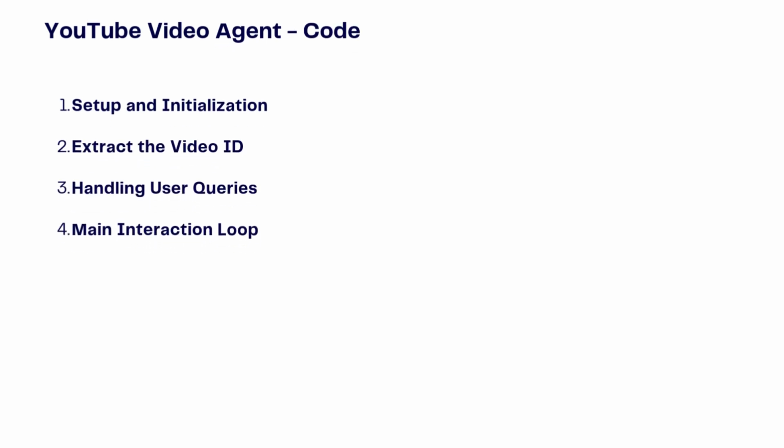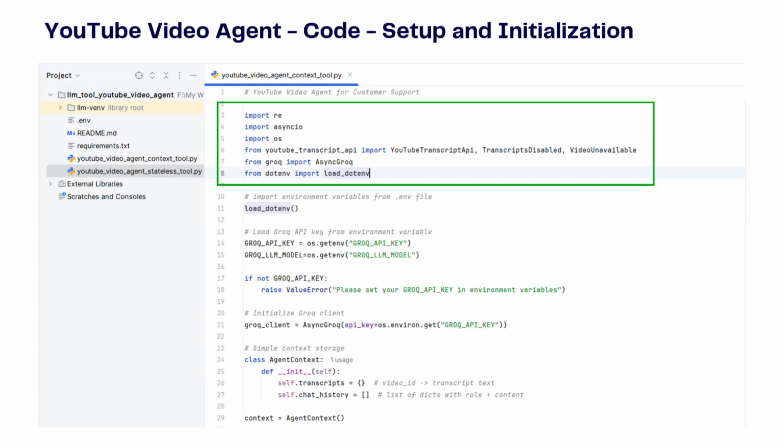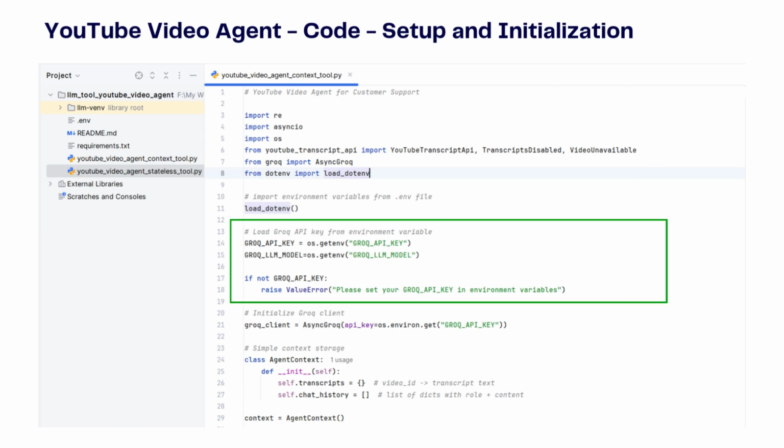Let's go into the code and understand how this YouTube video transcript agent works. I'll explain the program step by step so you can understand the flow clearly. At the start, the program imports all the required libraries: YouTube Transcript API for fetching video transcripts, Grok for interacting with the LLM, and dotenv to securely load API keys from a .env file. We then load the Grok API key and LLM model from our environment variables. This API key lets our program communicate with the Grok LLM. If the key is missing, the program stops and reminds us to set it up.